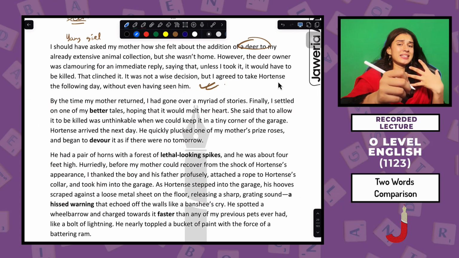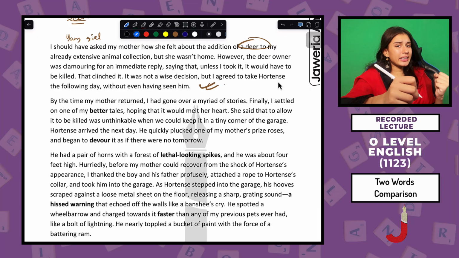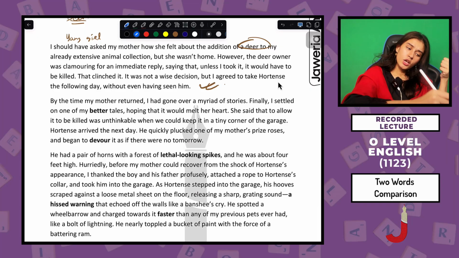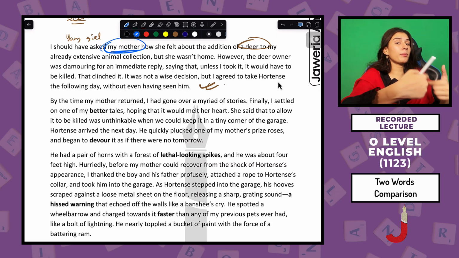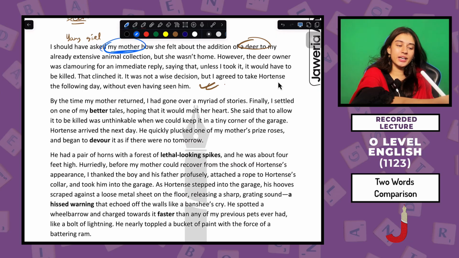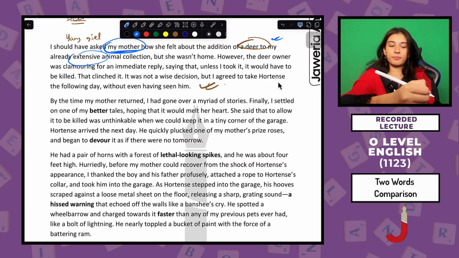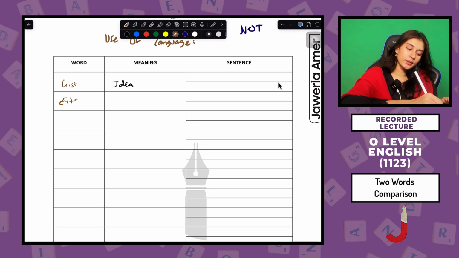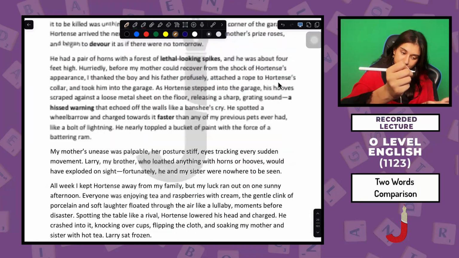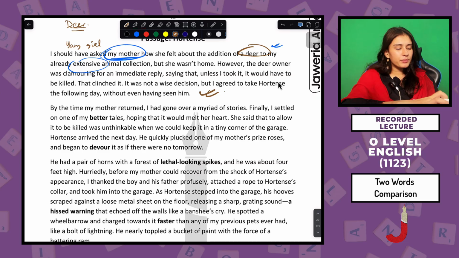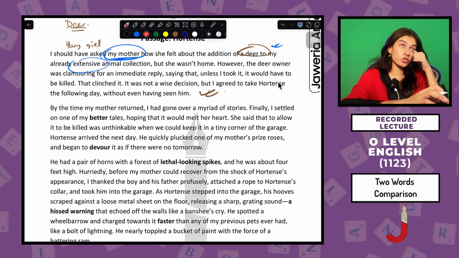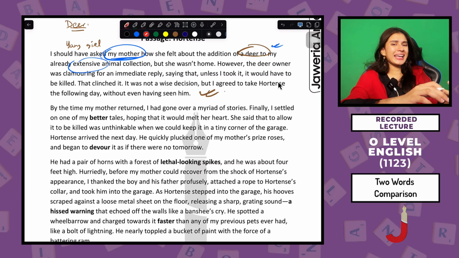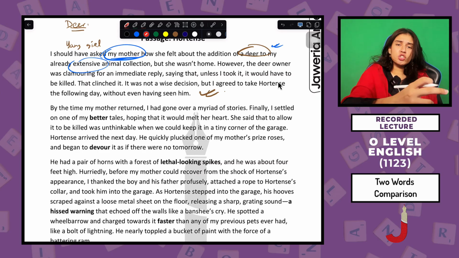Anyways, so this girl, an animal lover, wants to get a deer. Her mother isn't home, so she can't ask her mother how she feels about the addition of a deer to their extensive animal collection. Extensive means very large, very widespread, already a lot. However, when the deer owner, the person she's going to buy the deer from, calls, the deer owner is like, if you don't take this deer today, I'll kill it.